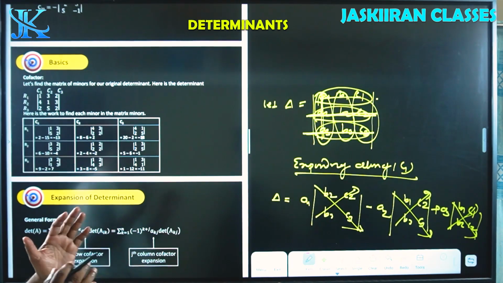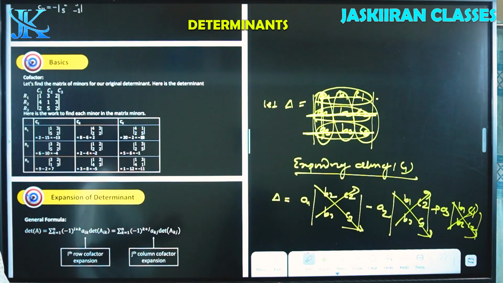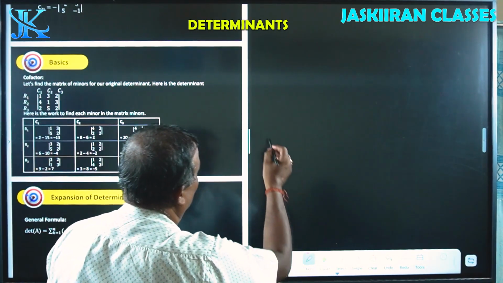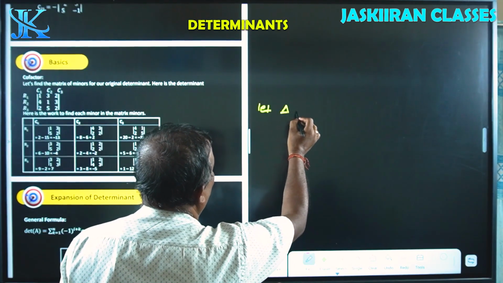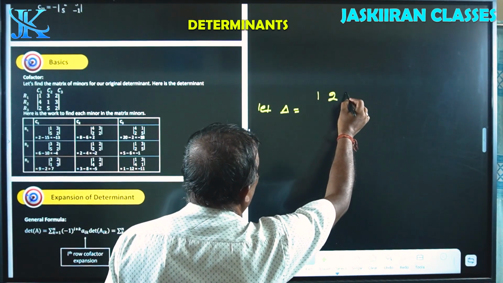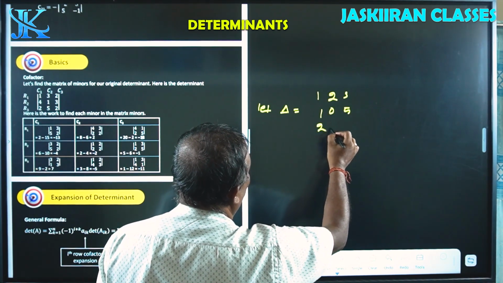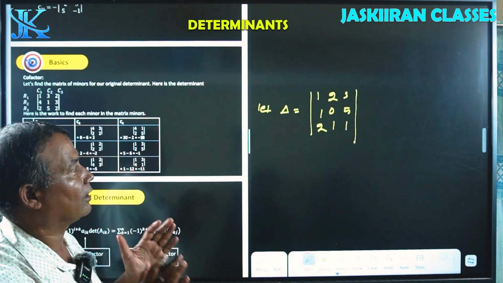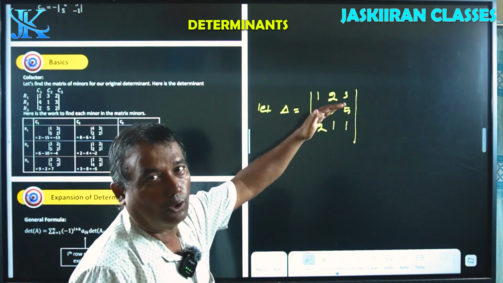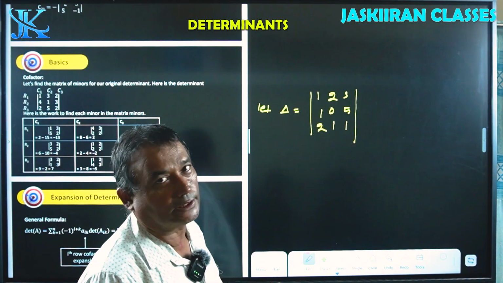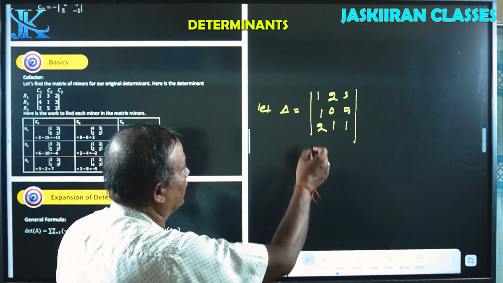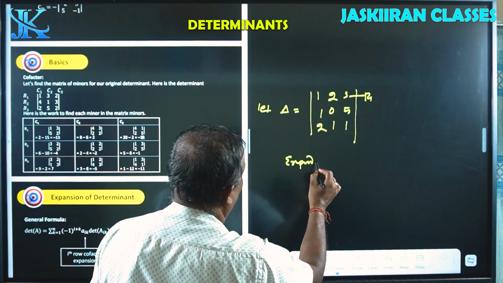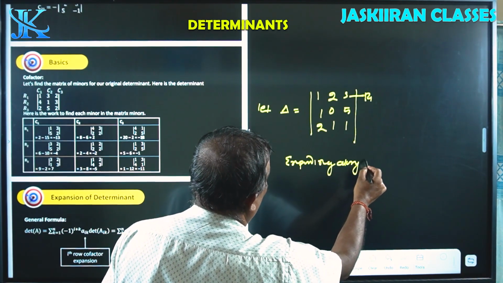Now let us take an example of a third order determinant and see how to solve it. Let A equal 1, 2, 3, 1, 0, 5, 2, 1, 1. Expanding a third order determinant along any row or any column, both results are the same. So now expanding along R1.